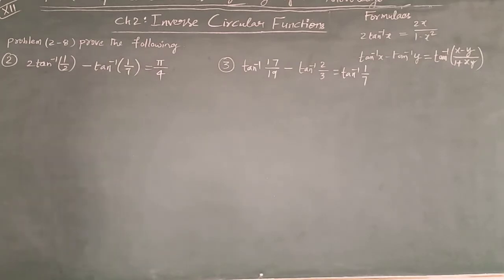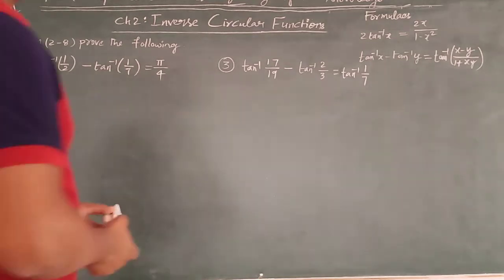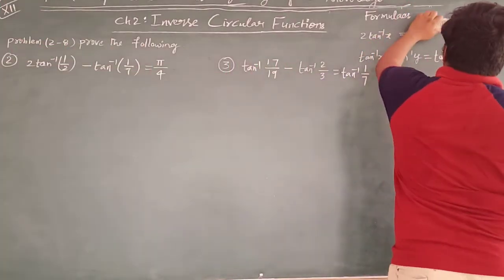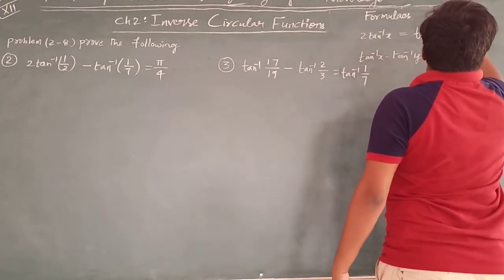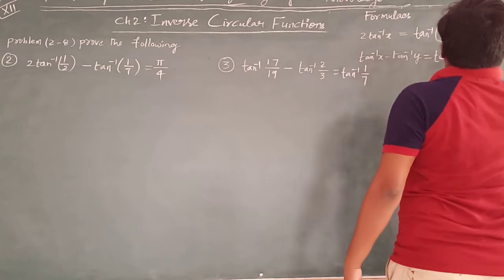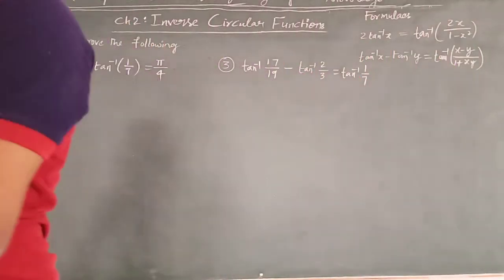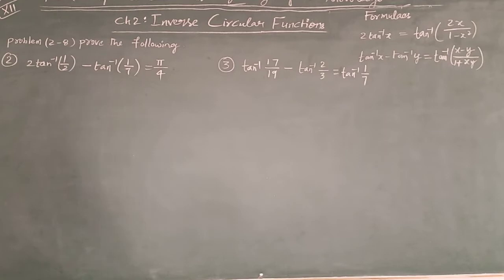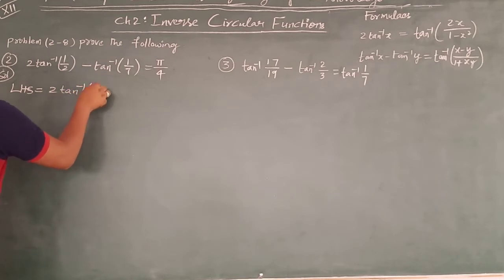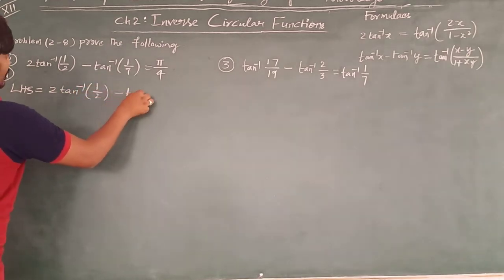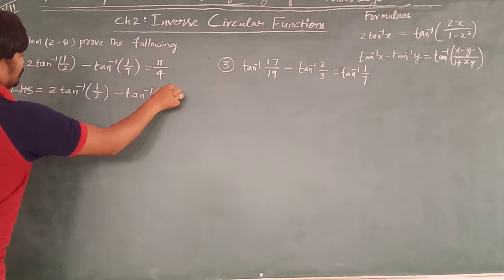So here I used your tan inverse. We need to write this as tan inverse 2x upon 1 minus x square. These two formulas you have to remember so that you are able to solve these problems. Let me go for now LHS for this solution. LHS is equal to 2 tan inverse 1 upon 2 minus tan inverse 1 upon 7.